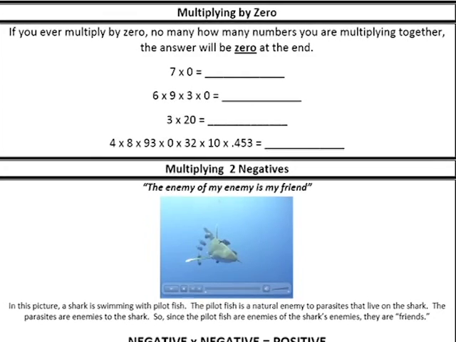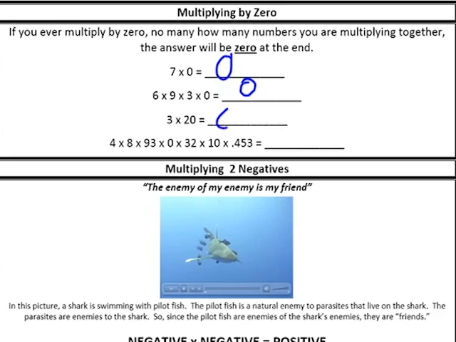Multiplying by 0, a very, very special rule. Anything that you multiply by 0 automatically becomes 0. If I have 7 sets of nothing, I have nothing. 6 times 9 times 3, well, I could do 6 times 9 is 54, times 3 is 162, times 0, well, I killed it, 0.